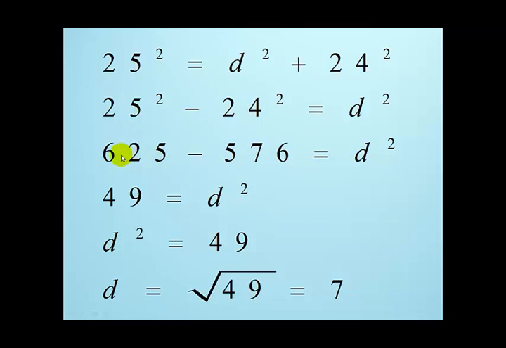Now 625 minus 576 is equal to 49. So we have 49 is equal to D square, and this can be written as D square is equal to 49. Because we are solving for D, we have to take the square root of both sides. When we take the square root of D square, we have D on the left hand side. The square root of 49 is equal to 7. That means that the value of D is equal to 7.